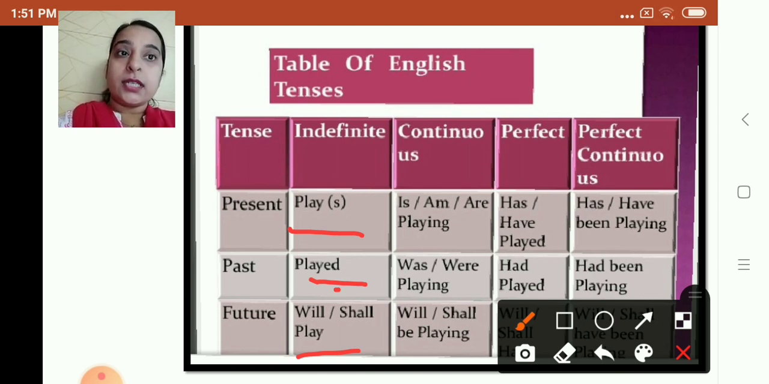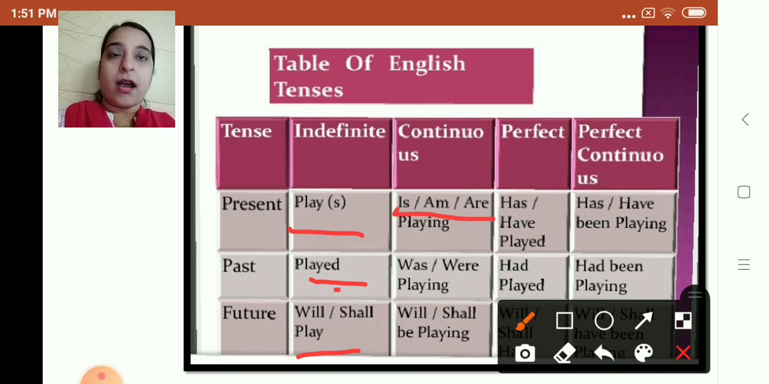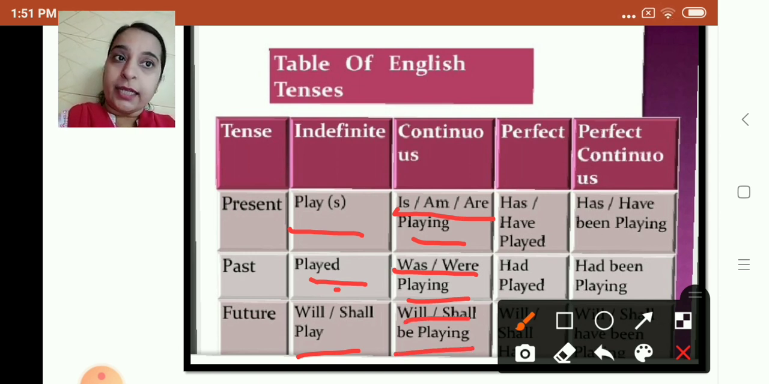Now children, with continuous tense. When we talk about the present continuous tense, we have to use is, am, are depending on the subject and add ing to the verb. Similarly, for past continuous tense, we have to use was, were and ing to the verb. With future continuous tense, will, shall, be, playing.